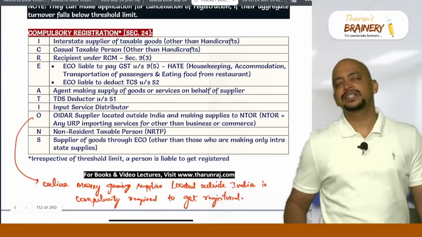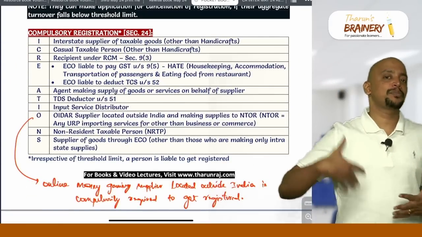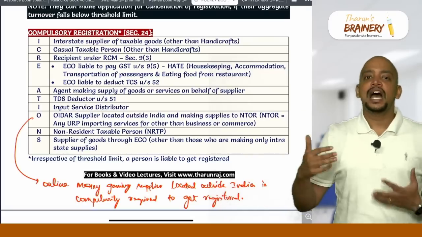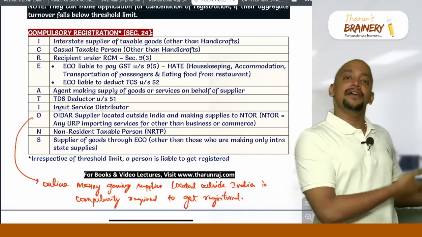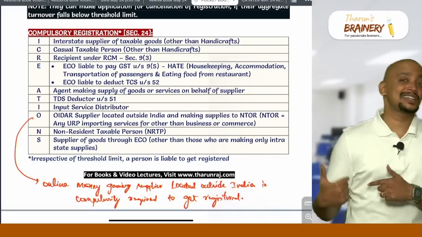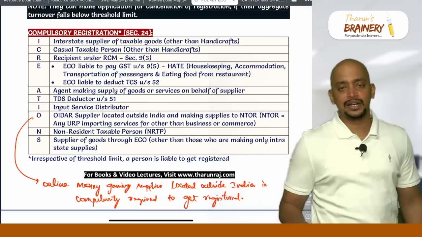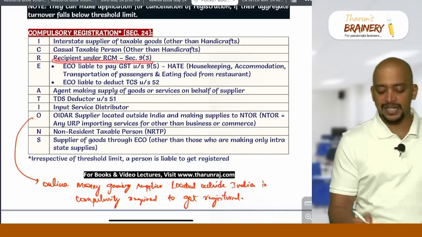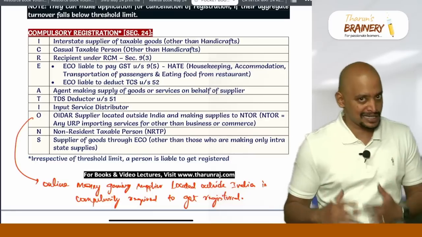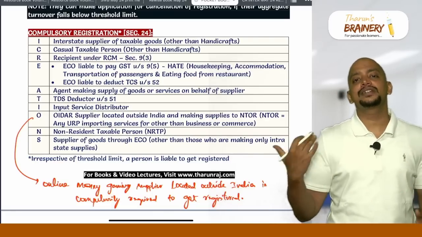Now here what happens is that, suppose my outward supplies are covered under RCM, I am exempted from registration, and I have some inward supplies on which I need to pay GST under RCM. So I am compulsorily required to get registered, because a recipient liable to pay GST under RCM is compulsorily required to get registered. But section 23 overrides section 24.